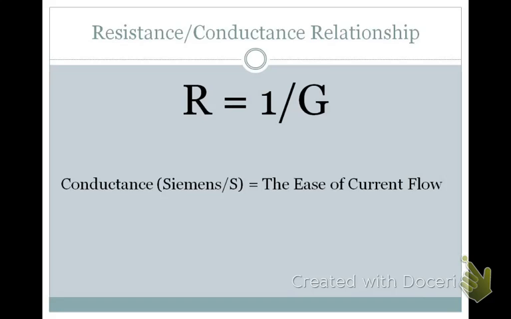Resistance and conductance are just the inverse of each other. So resistance equals 1 over the conductance, which is abbreviated as G. And conductance is measured in Siemens. And it's just really the ease of current flow, how easily current can flow from one place to another. Oftentimes that's a little easier to measure. You can also think about conductance in terms of the number of channels that are open at any one time.